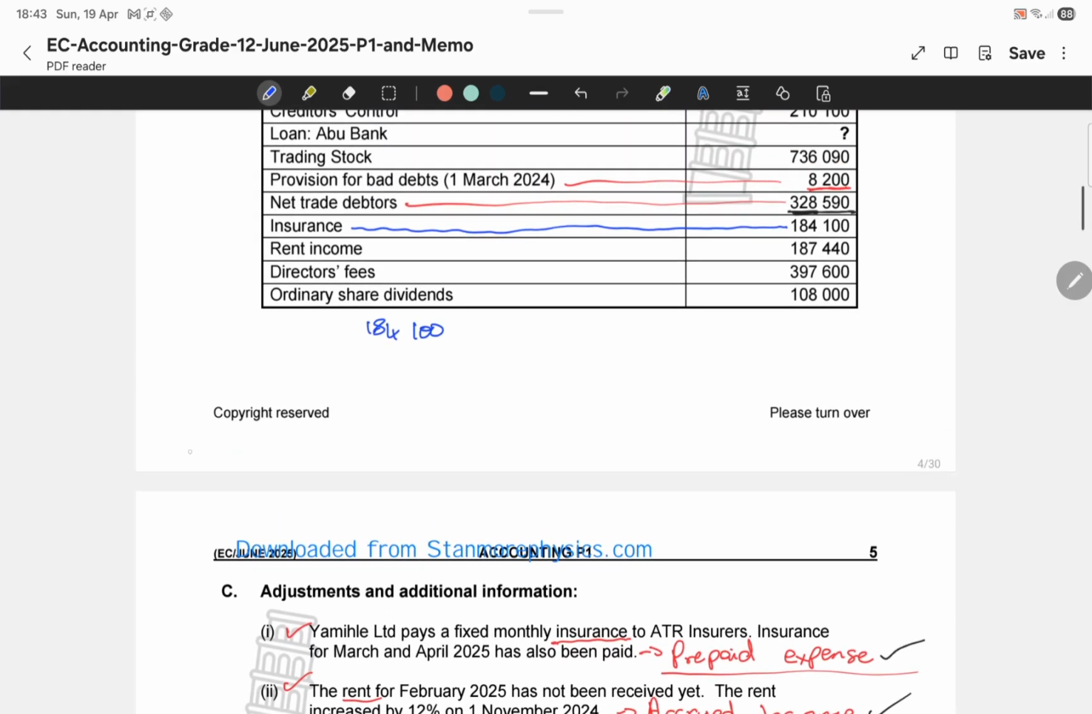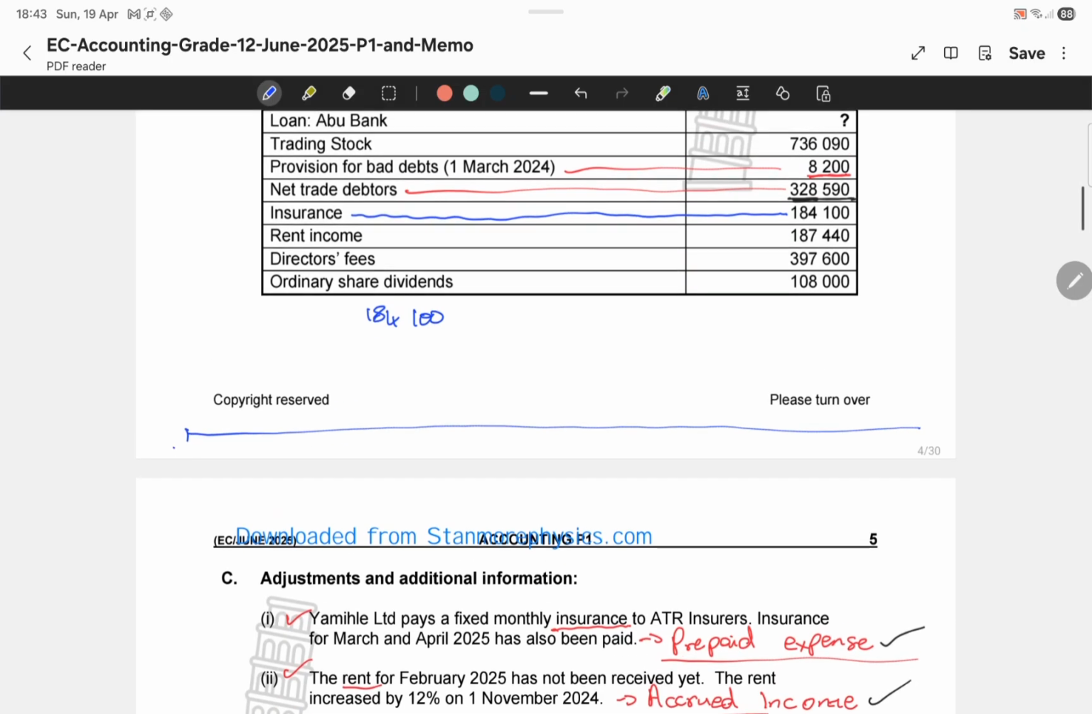Okay, let's draw the timeline, starting from the first of the year, which is March. This is 2024. March, April, May, July, August, September, October, November, December, Jan, Feb. Okay, the year ends here.